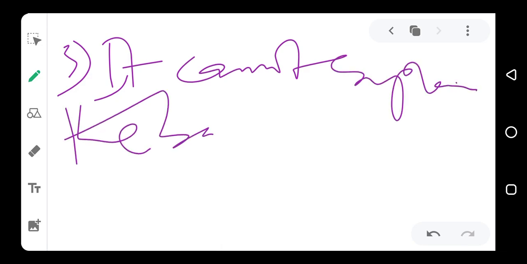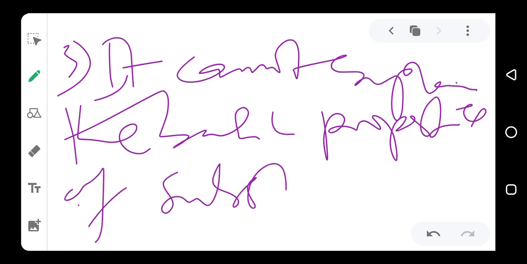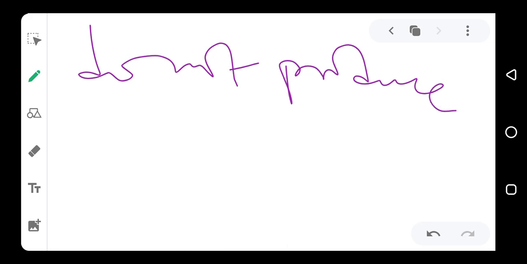the basic properties of substances that do not produce hydroxyl ion when dissociated in water.